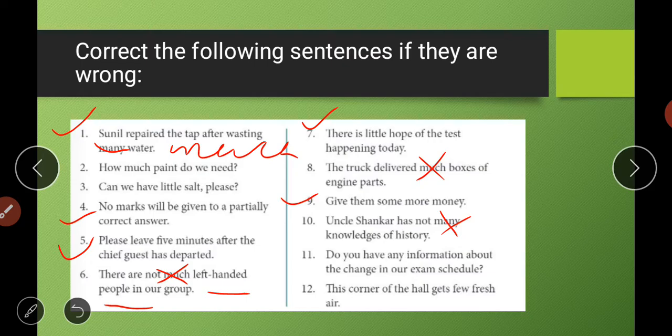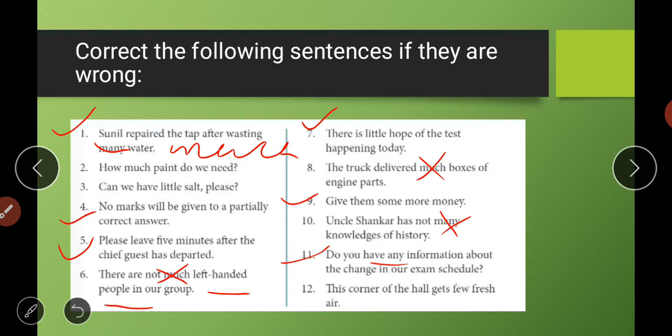Next is, do you have any information about the change in our examination schedule? This is a very correct sentence. There is no problem. Do you have any information about the change in our exam schedule? Whenever we ask any question, we use the word any. So this is correct.